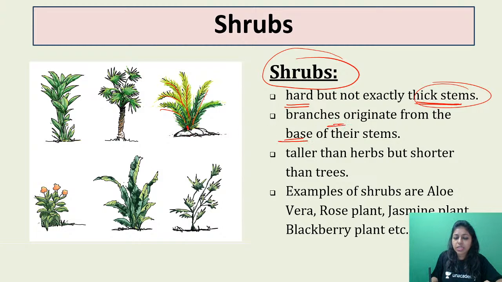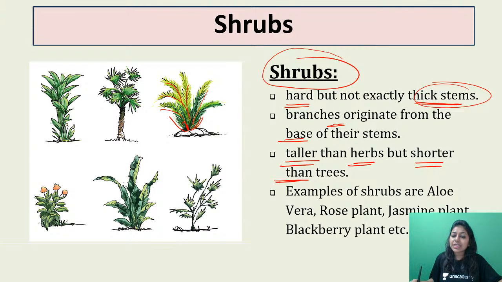So if the stem is originating from here, there are many branches originating from here only. I hope you are clear. Then we are talking about the height of shrubs. They are taller than herbs, but they are much shorter than trees. Are you clear? They are taller than herbs, but much shorter than trees.